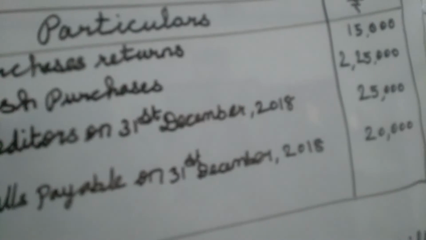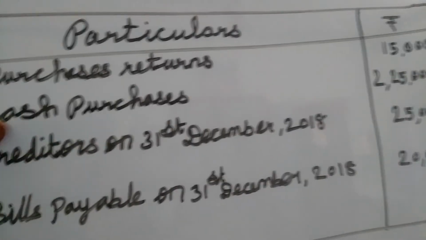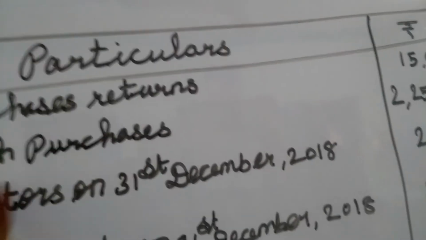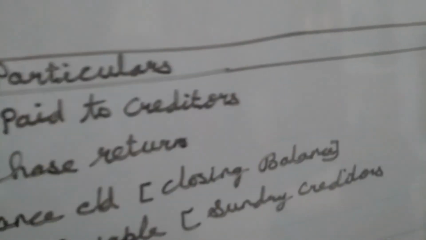And the next one, see the sum. Cash purchases, we take that as part of the total purchase. That time alone we take it. Now you need not take this. Next one, creditors on 31st December 2018. This we take because this is the closing creditors balance. So we write here, to balance carried down, closing balance 25,000, right?